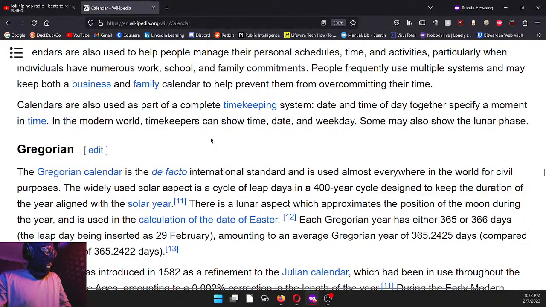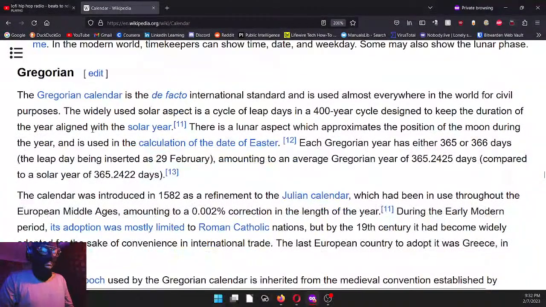For the Gregorian, oh wait, Gregorian. The Gregorian calendar is the de facto international standard and is used almost everywhere in the world for civil purposes. The widely used solar aspect is a cycle of leap days in a 400-year cycle designed to keep the duration of the year aligned with the solar year. There is a lunar aspect which approximates the position of the moon during the year and is used in the calculation of the date of Easter.